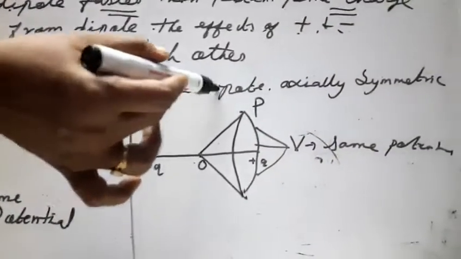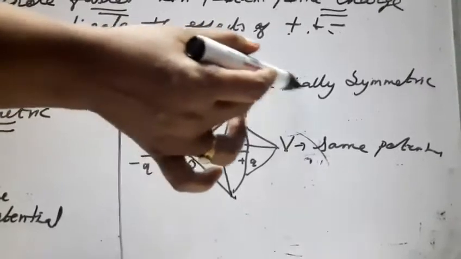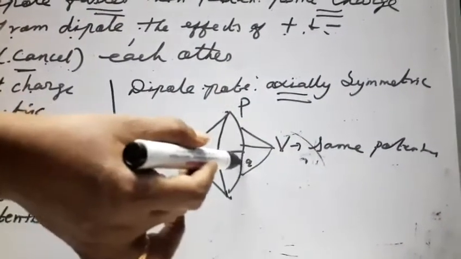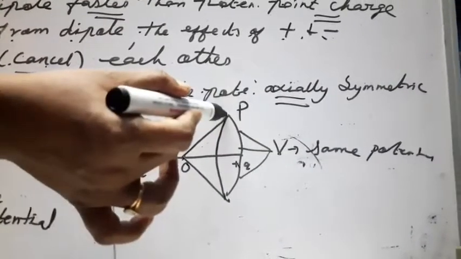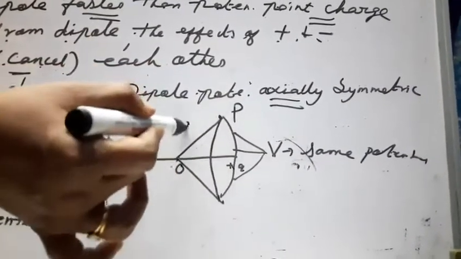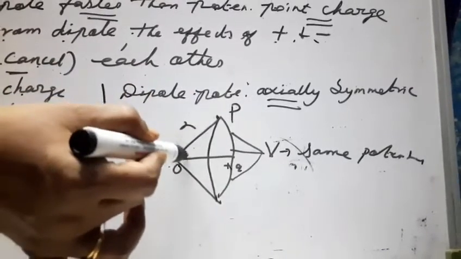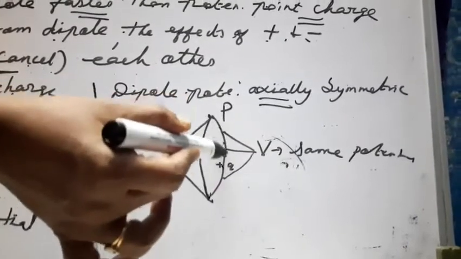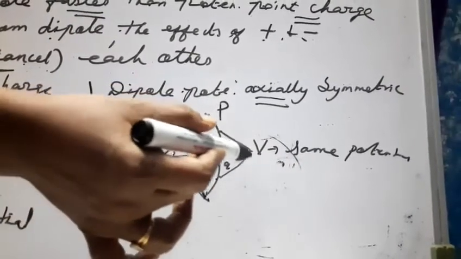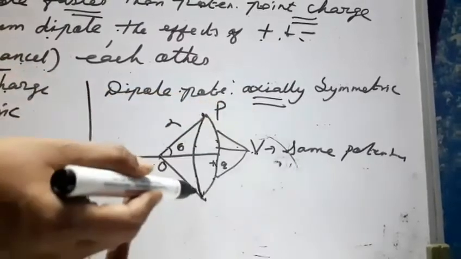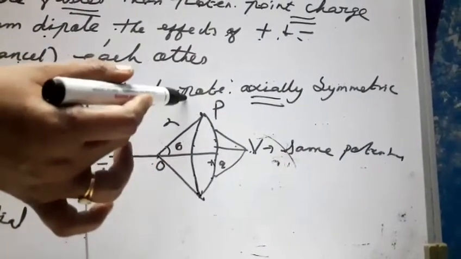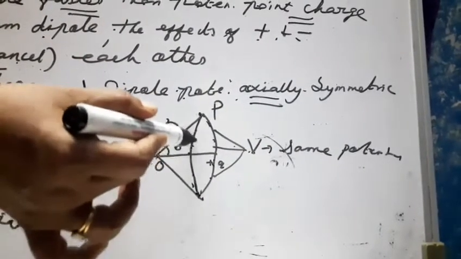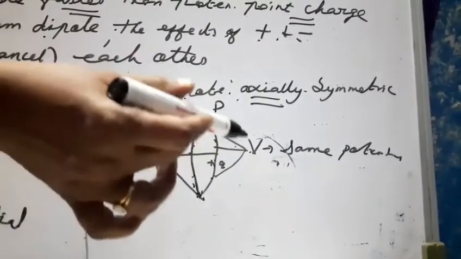Suppose you take a dipole, the potential is axially symmetric, because this is a minus q and a plus q, the center point is there, and the point P is here at the distance r. This is the theta value. Suppose we can imagine here there is a cone shape. So if it is in the cone shape, each point gives the same potential. Therefore, the dipole potential is axially symmetric. In the dipole, all the points on the cone will have the same potential.